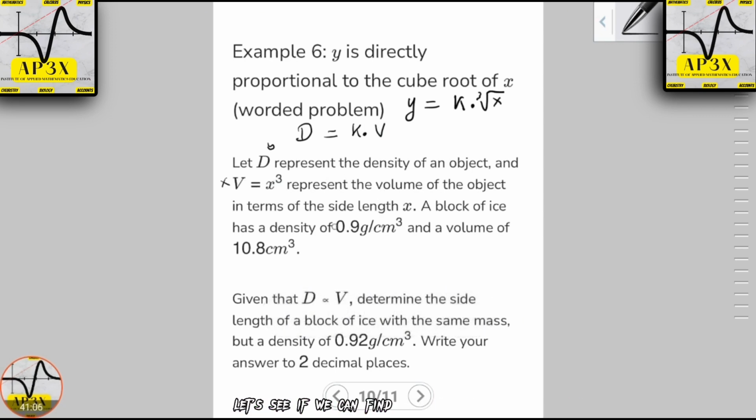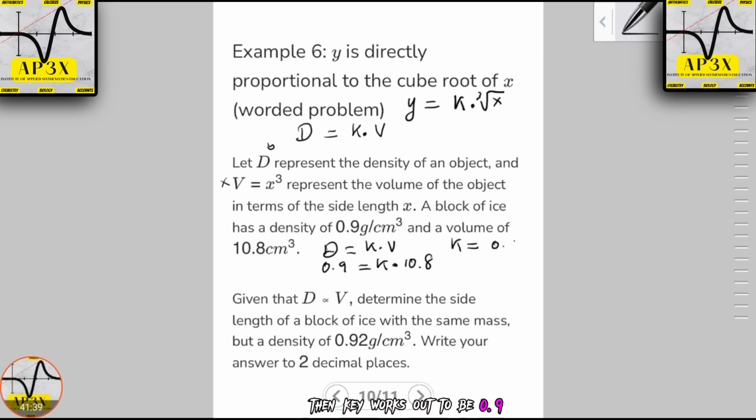Let's see if we can find the value of K here. So D is equal to K multiplied by V. The density is 0.9. K is unknown, obviously, and the volume here is 10.8 cm cubed. The cm cubed lets us know that that's the volume. So if we divide both sides by 10.8, we can work out K.